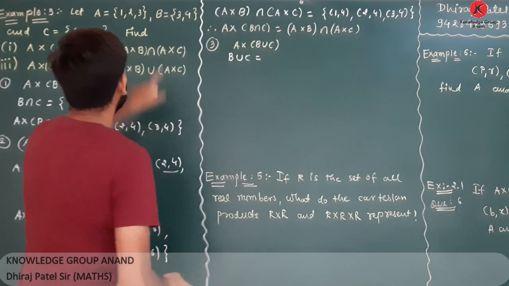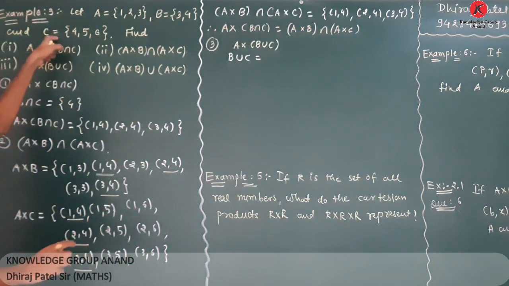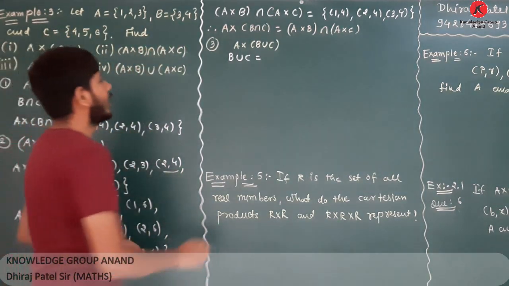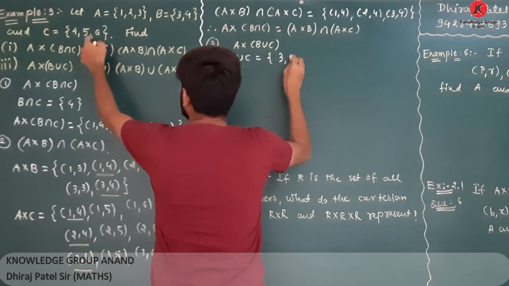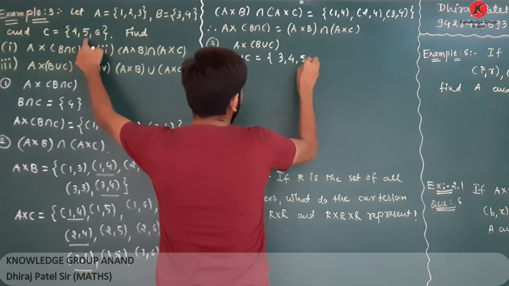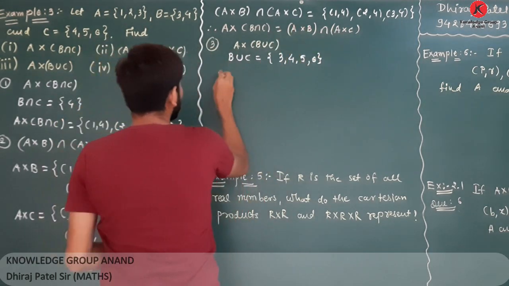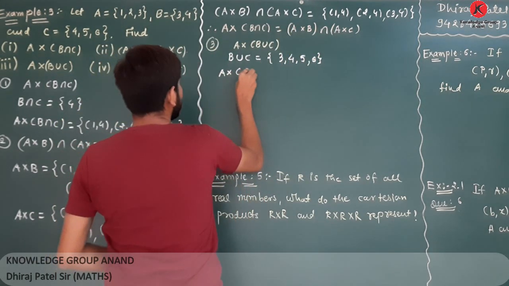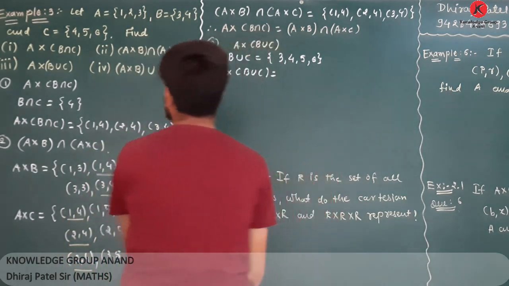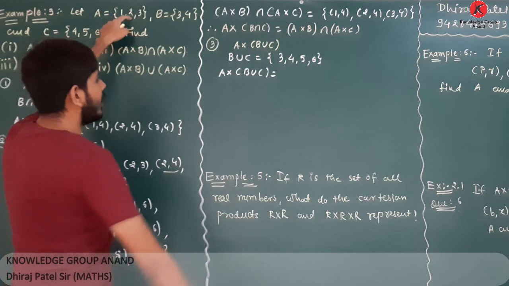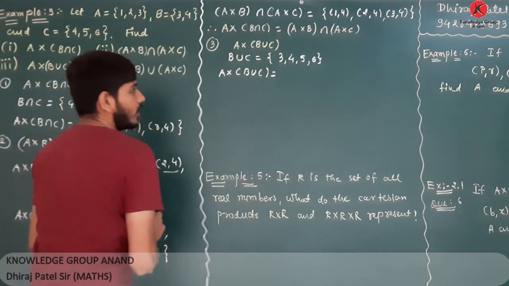Therefore, we are getting set B equals 3, 4 and C equals 4, 5, 6. Therefore, B union C equals 3, 4, 5 and 6. Now find A cross B union C. What is A cross B union C? We have set A equals 1, 2, 3 and B union C equals 3, 4, 5, 6.